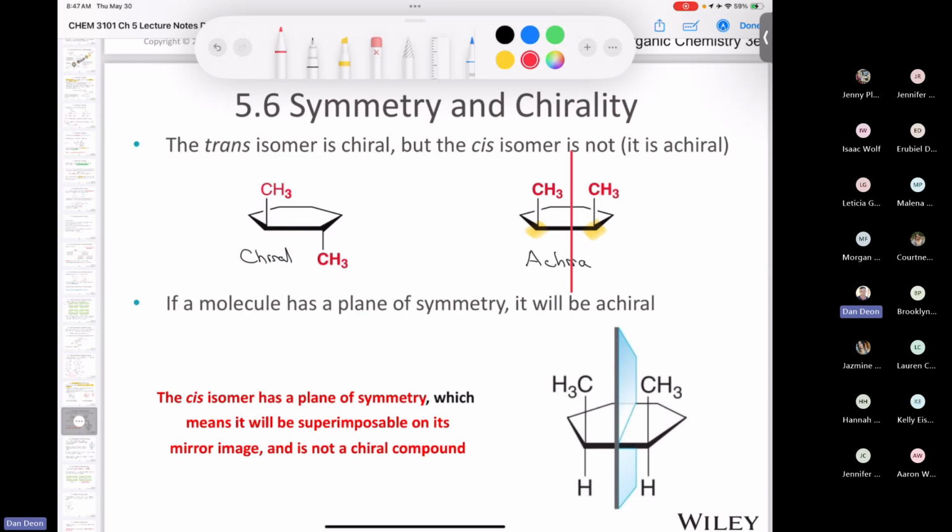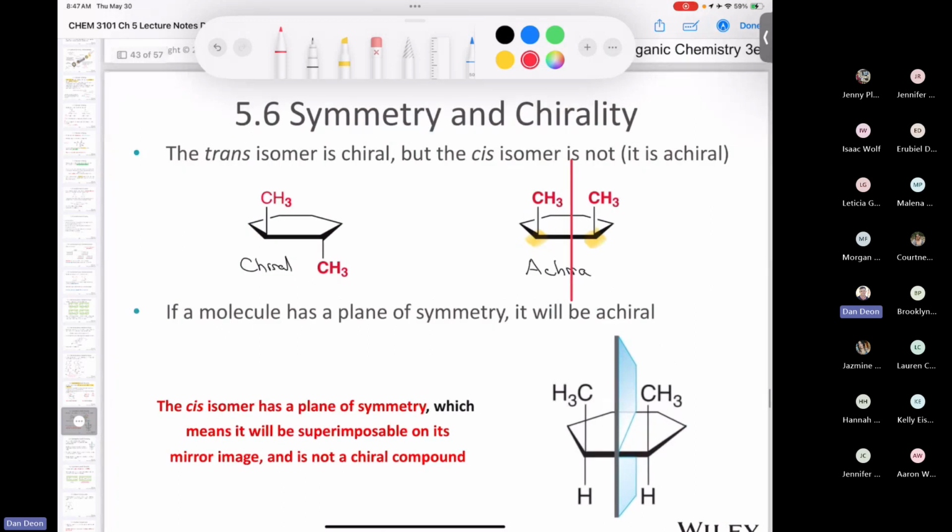It says the cis isomer has a plane of symmetry, which means it's superimposable on its mirror image. And so what that means is that even though, and I agree with you, even though it has chiral centers in it, it's not a chiral compound. Another way to think about it is like this.